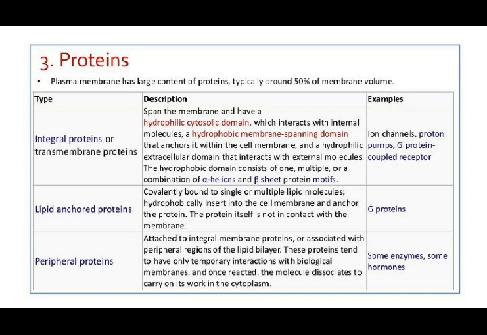Peripheral proteins are attached to the integral membrane protein or associated with the peripheral region of the lipid bilayer. These proteins tend to have only temporary interaction with the biological membranes. Once the reaction is done, the molecule dissociates to carry out its own work in the cytoplasm, for example some enzymes and some hormones.